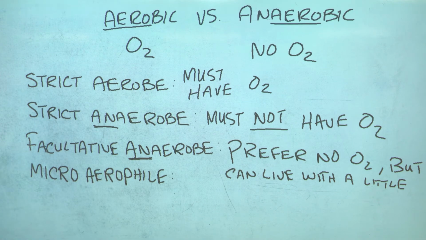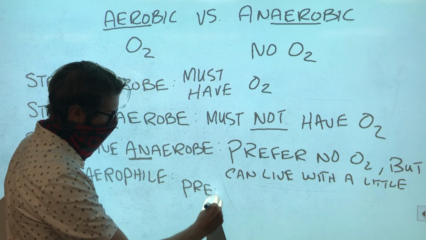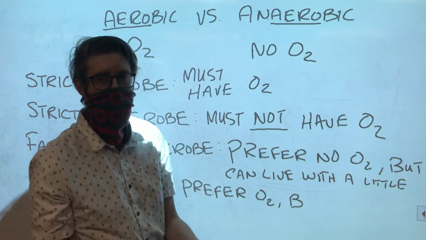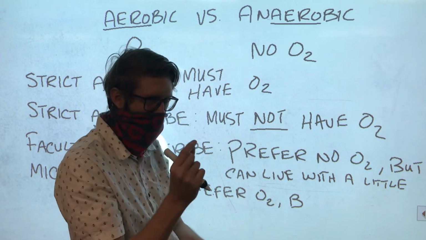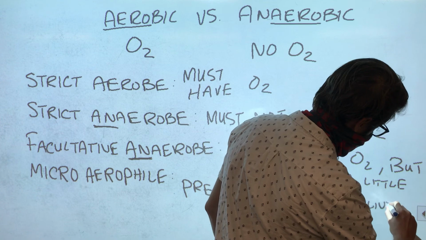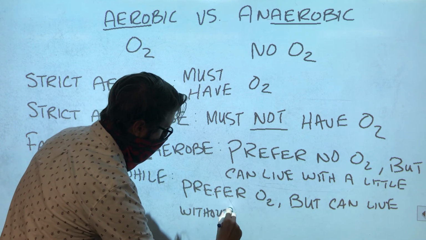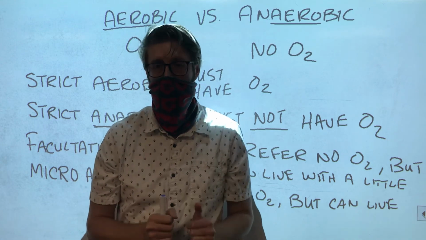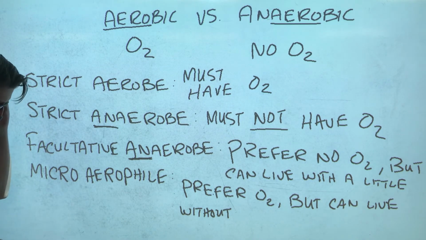Microaerophile is the opposite. It's just the flip of that. They prefer oxygen, they prefer O2, but they could live without it as long as it's just a little, right? As long as they have a little bit, they're okay. So they prefer O2, but can live without for a little, okay? So, that's everything you need to know to be able to answer those questions.